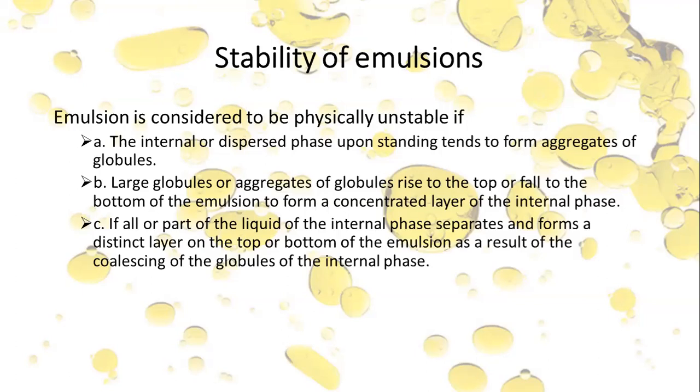Next, if all or part of the liquid of the internal phase separates and forms a distinct layer on top or bottom of the emulsion as a result of coalescing of the globules of the internal phase. In this case, emulsifying agents help to stabilize the emulsion. In spite of best efforts, emulsions tend to be unstable, and signs of instability are enumerated below for discussion.